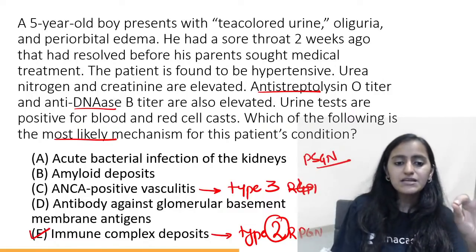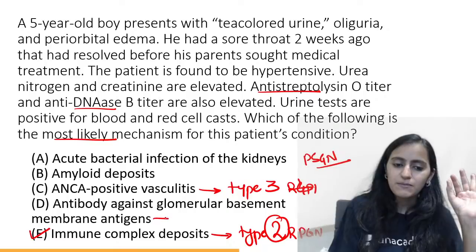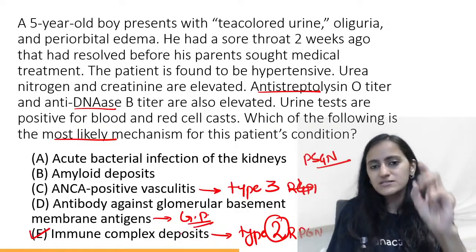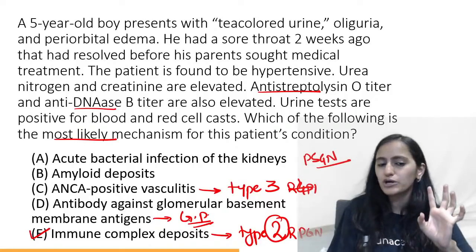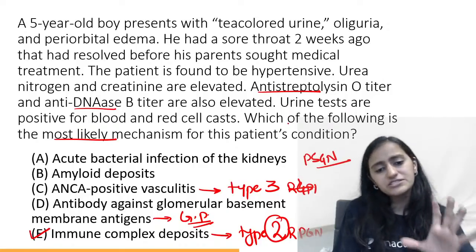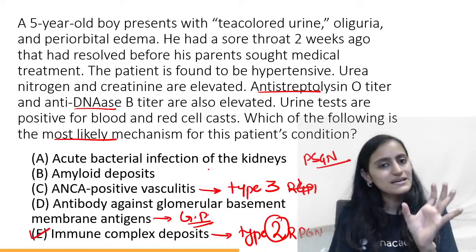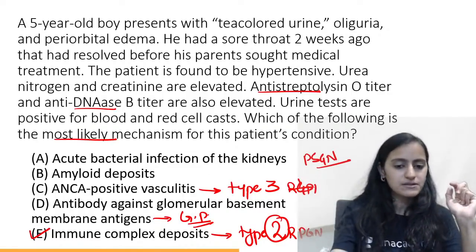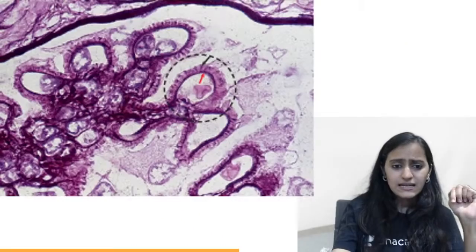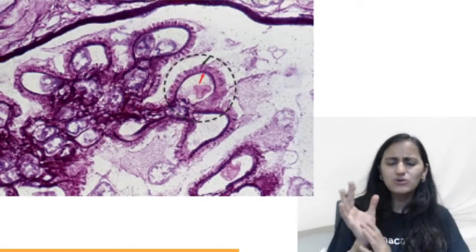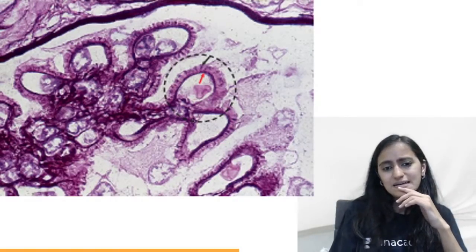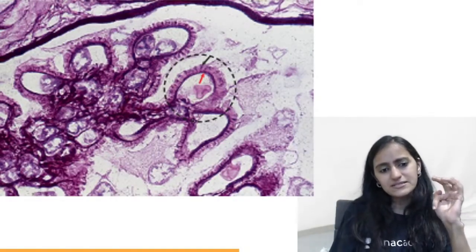Antibody against glomerular basement membrane, that is your Goodpasture syndrome. History of hemoptysis and hematuria, that is what you will see. ASO positive, PSGN, immune complex deposit, you have subepithelial humps. Okay, subepithelial humps. Let us see some images, only a few images, very, very important. What do you think is the image showing here? What appearance is it showing?